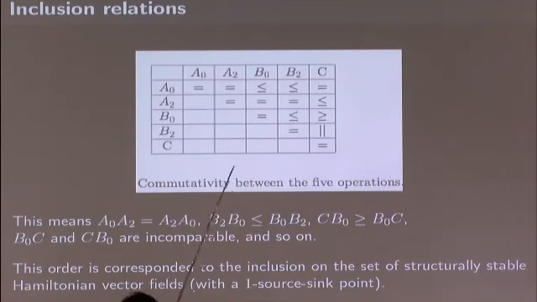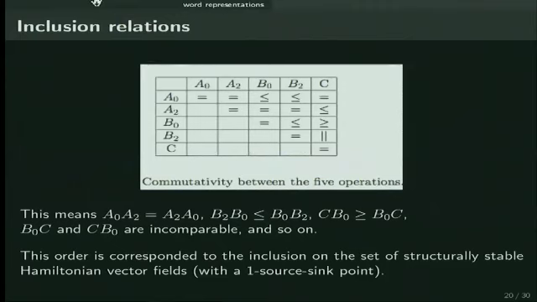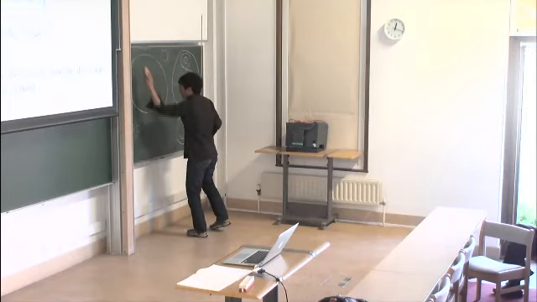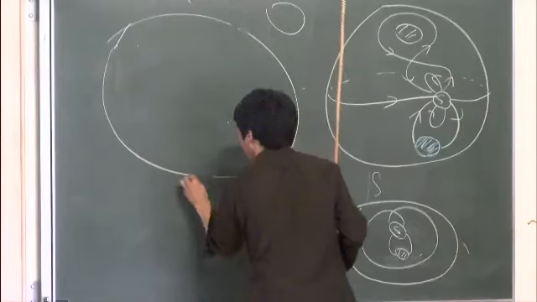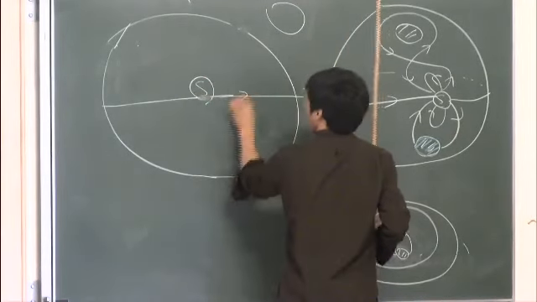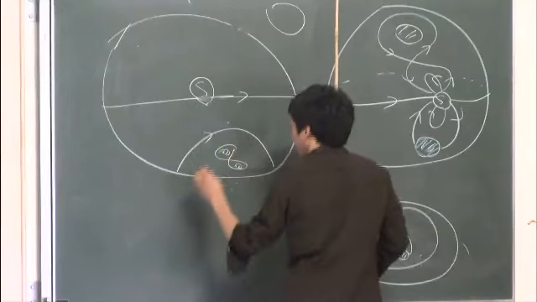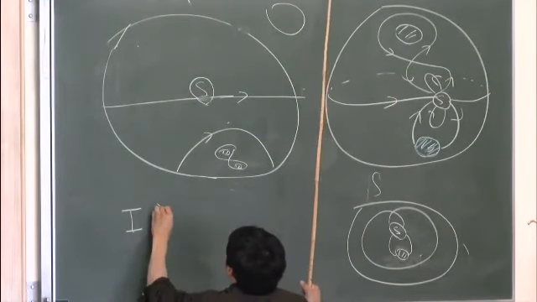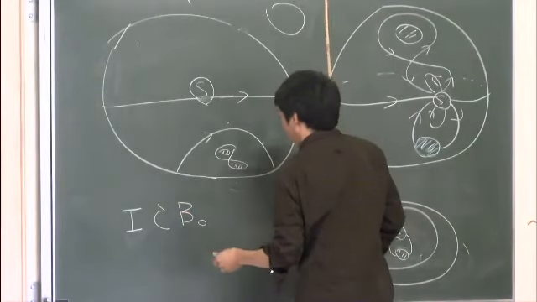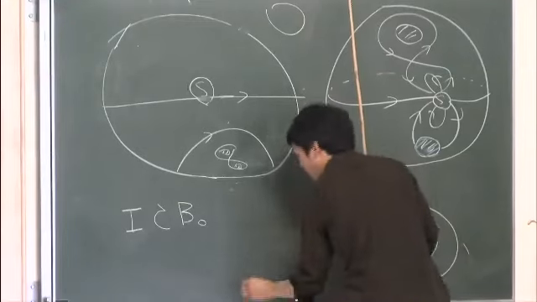So what does less or equal mean? If we consider O0 B2 B0 and O0 B0 B2, they can represent, for example, very few Hamiltonian vector fields, but they can represent many flows. For example, this flow is B0.